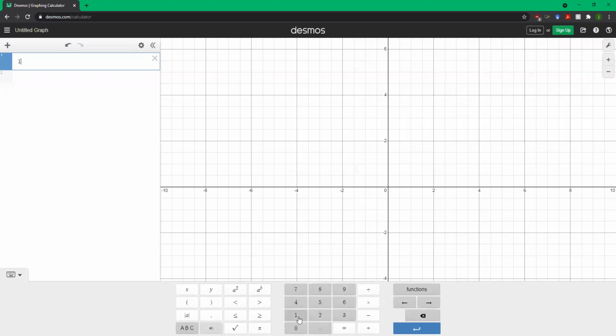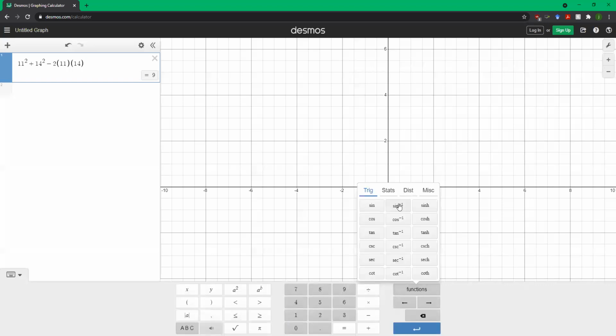So 11 squared plus 14 squared minus 2. And here I'm going to want to use parentheses to make sure that the order of operations is working well. So 2 times 11, close, open, 14, close, open. And then I don't need this second, I actually didn't mean to open that last one. Cosine.